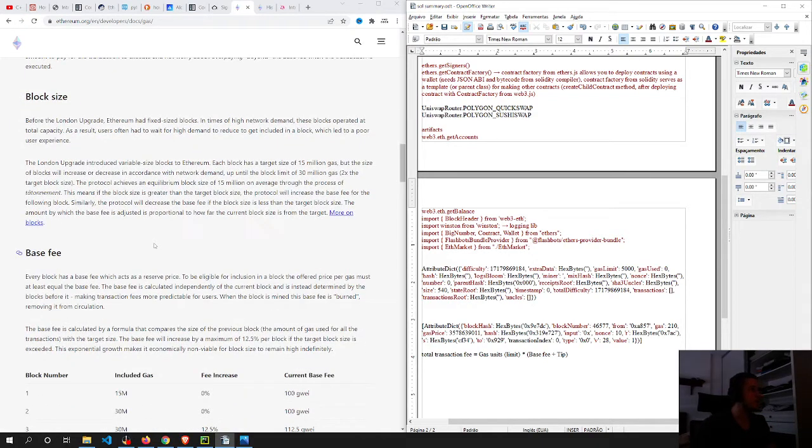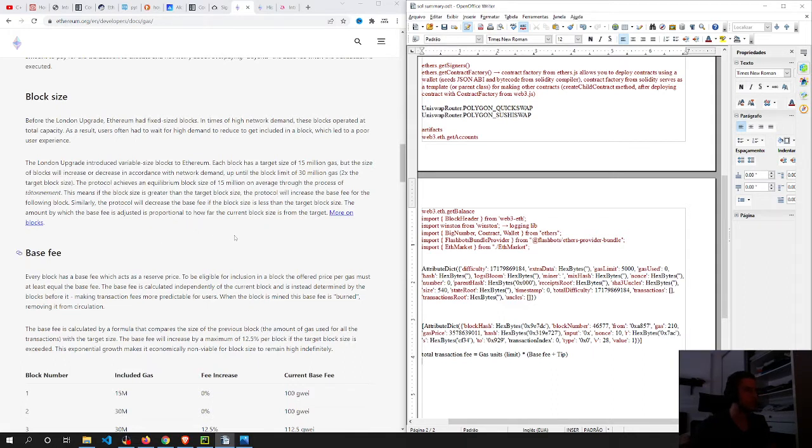Before the London upgrade, Ethereum had fixed sized blocks. In times of high network demand, these blocks operated at total capacity. As a result, users often had to wait for high demand to get included in the block, which led to a poor user experience. The London upgrade introduced variable size blocks to Ethereum.